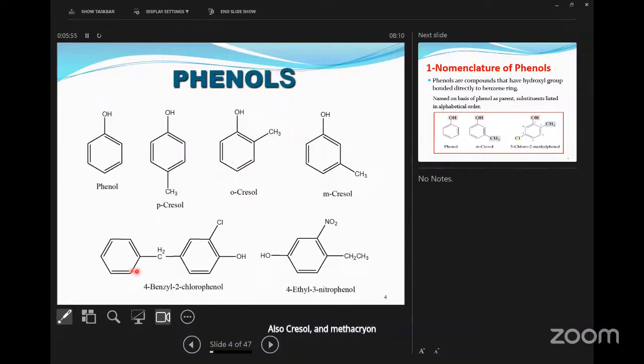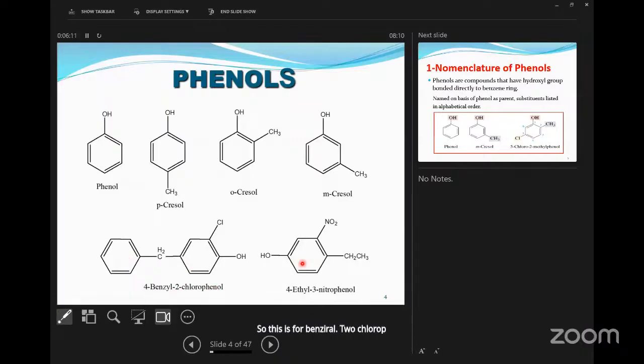And these are also substituted phenols. You can see that the substituent is actually a benzyl group. This is a benzyl: a benzene ring with a CH2 is called a benzyl group. So this is 4-benzyl-2-chlorophenol.